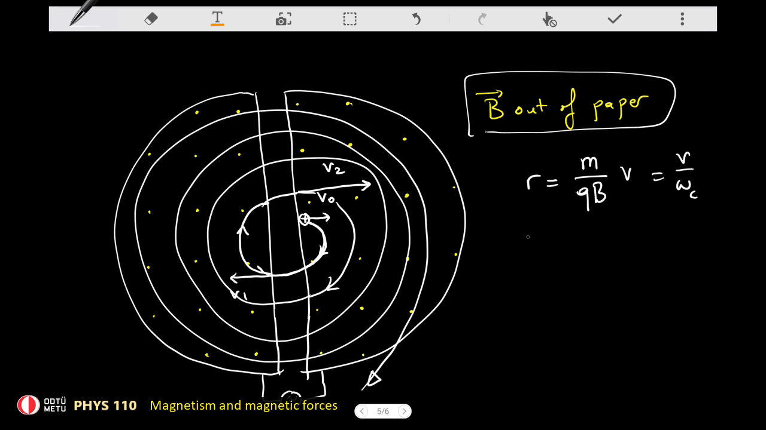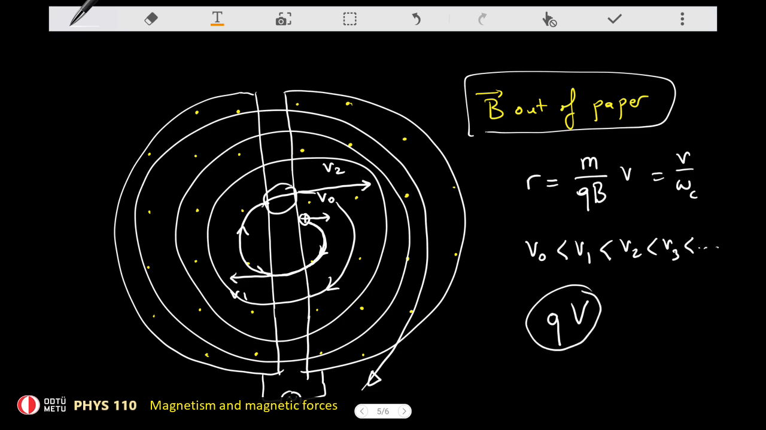Okay, so in all of these processes, this is the initial speed. After the first acceleration, it's going to have a bigger speed, and so on. The speed also increases. But each time it passes through this gap region, its kinetic energy increases by basically its charge multiplied by the potential difference at that time, right? So as a result, the kinetic energy at each step increases by the same amount.